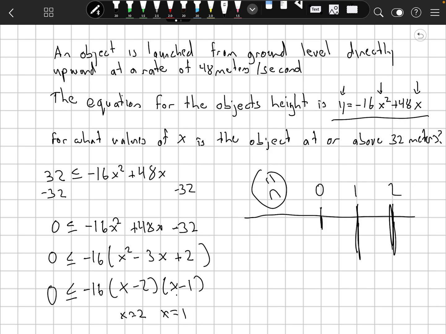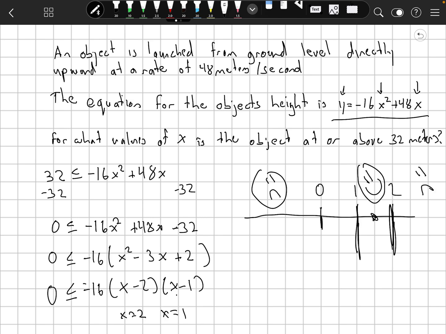Okay, now let's plug in 1.5 right there. So that's going to be negative 0.5 and 0.5, and we multiply them together, we get negative 0.25. Multiply that by negative 16, we get positive 4. Positive 4 is bigger than 0, so that works right there. And finally, let's do 3, bigger than 2. 3 minus 2 is 1. 3 minus 1 is 2. 1 times 2 is 2 times negative 16 is negative 32. And that does not work.